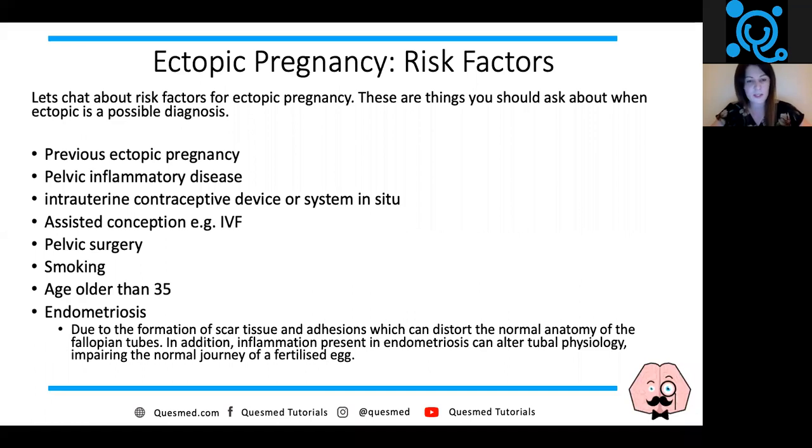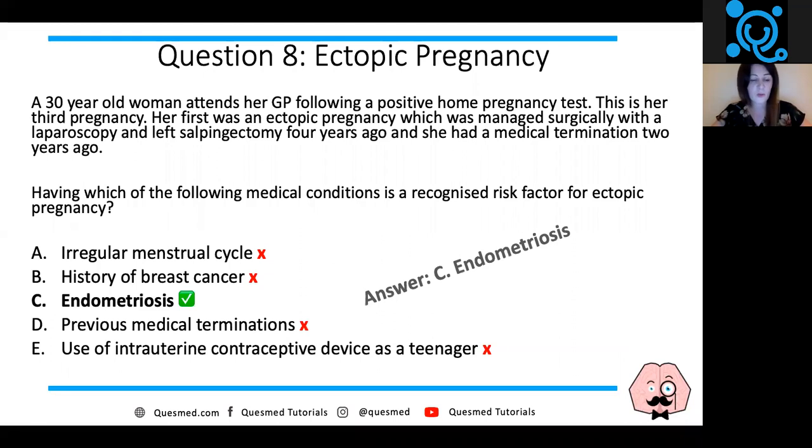Now, the reason endometriosis is a risk factor is because it can form scar tissue and adhesions and distort the normal anatomy. In addition, having this inflammatory state in the pelvis can alter normal tube physiology. So looking back at the question, there's no evidence that having an irregular cycle is a risk factor. Medical terminations are not a factor for ectopic. However, if she's had many surgical terminations, this would be associated with a small increase. And there's no evidence that a history of intrauterine device use as a teenager would be any increased risk of ectopic.